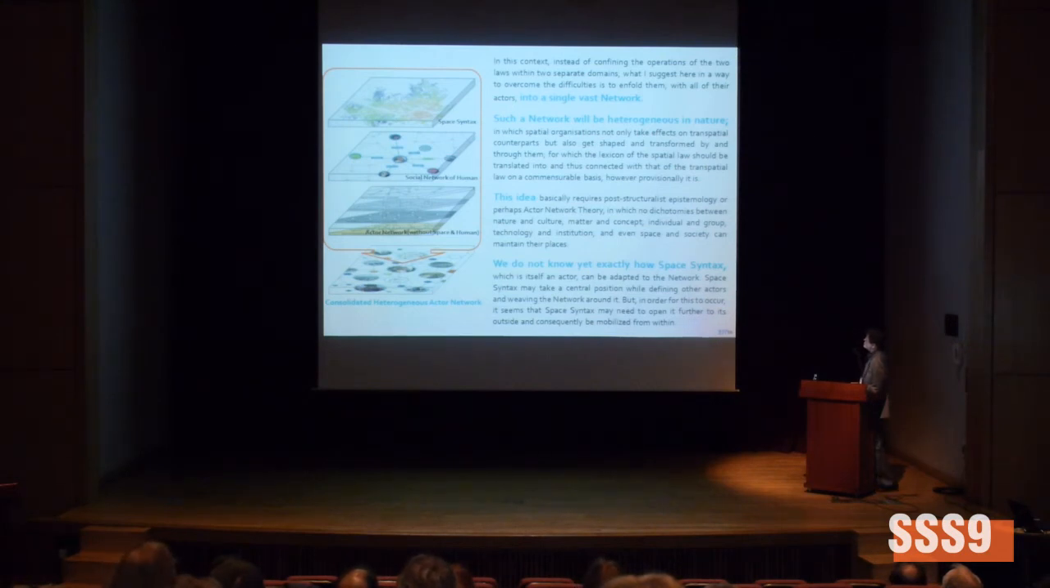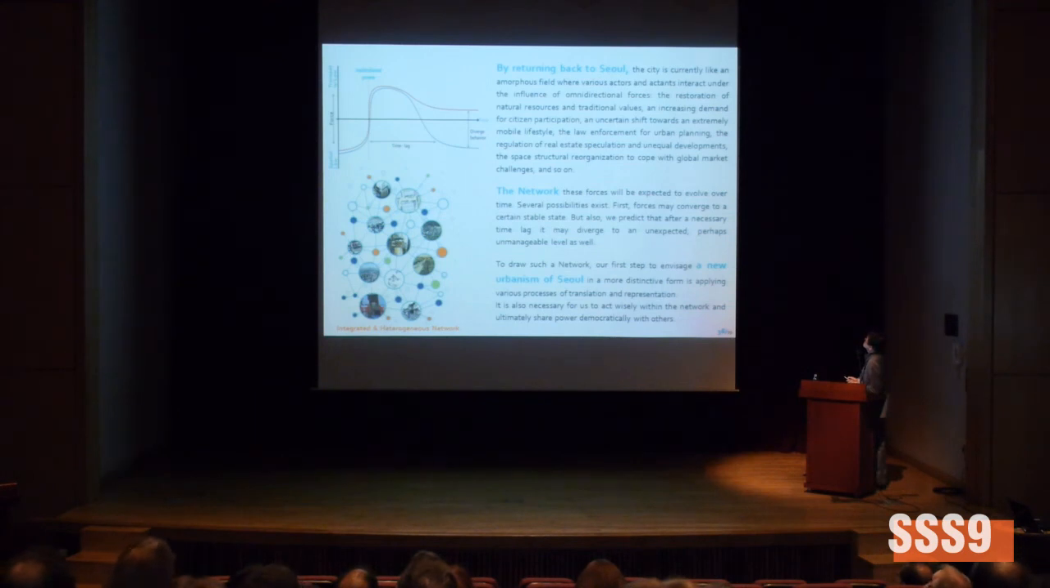This idea basically requires a post-structuralist epistemology, or perhaps actor network theory, in which no dichotomies between nature and culture, matter and concept, individual and group, technology and institution, and even space and society can maintain their places. We do not know yet exactly how space syntax, which is itself an actor, can be adapted to the network. Space syntax may take a central position while defining other actors and weaving the network around it. But in order for this to occur, it seems that space syntax may need to open itself further to its outside and consequently be mobilized from within.